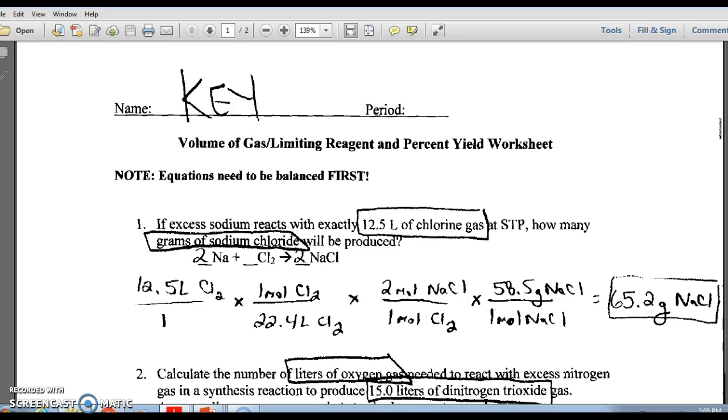So that is the molar volume connection. Not really very much different than molar mass or Avogadro's number, but just one more way, one more measurement that we can connect to moles as long as it's a gas and it's at STP.